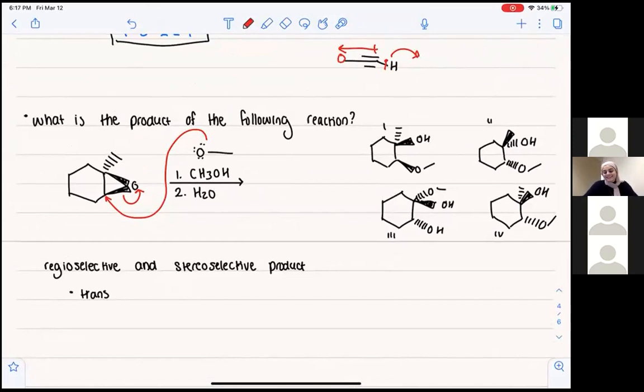Would it just be the fourth one? Yeah, it would be the fourth one. Perfect, because over here we have trans, and then it's also attacking the correct carbon. How come it's not 3? Out of curiosity. I thought you were adding 2 alcohols.